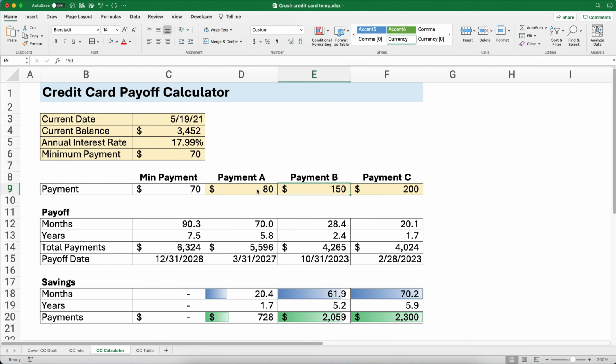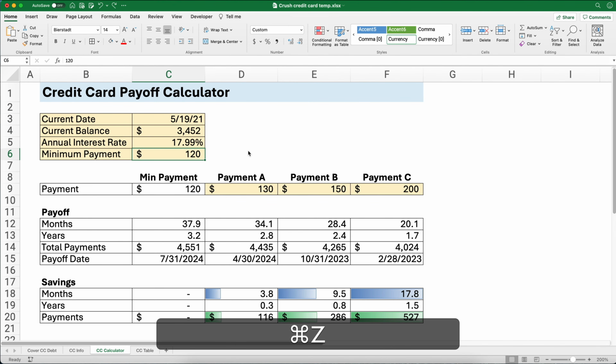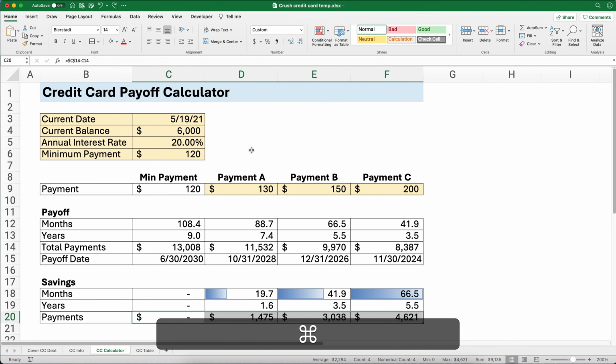What if I make a $100 payment? What if I make a $125 payment? And you can see, instead of taking 7 years, you can now take 3 years. So this is perfect to calculate your credit card payoff. So I'm going to go back and put those numbers back in, what I really originally had.